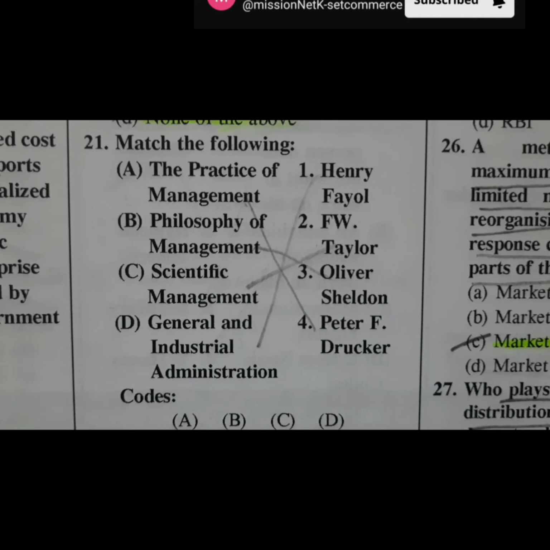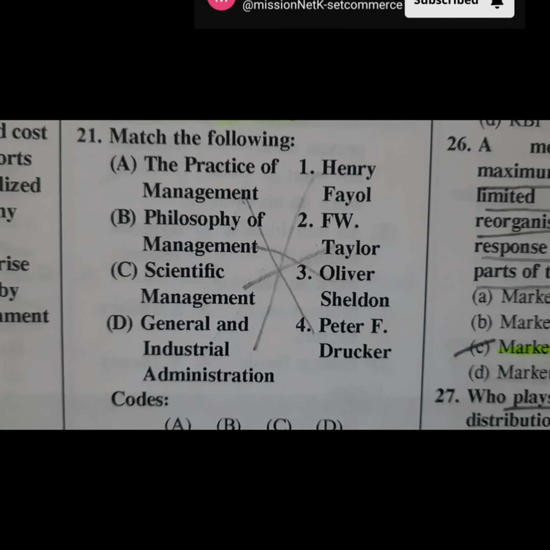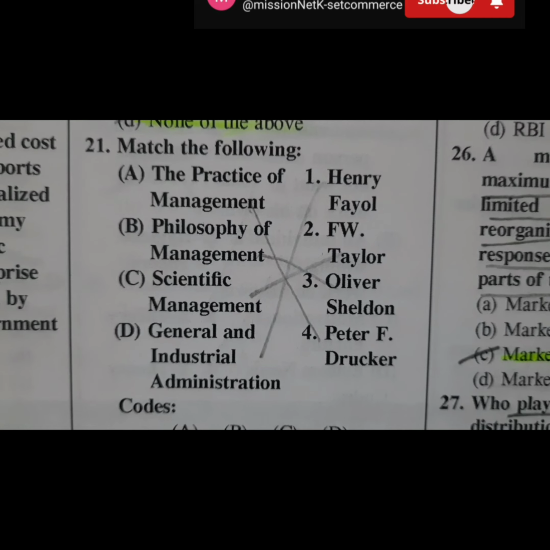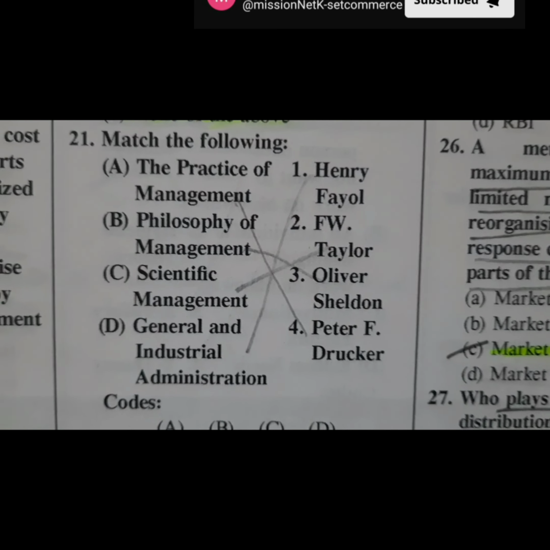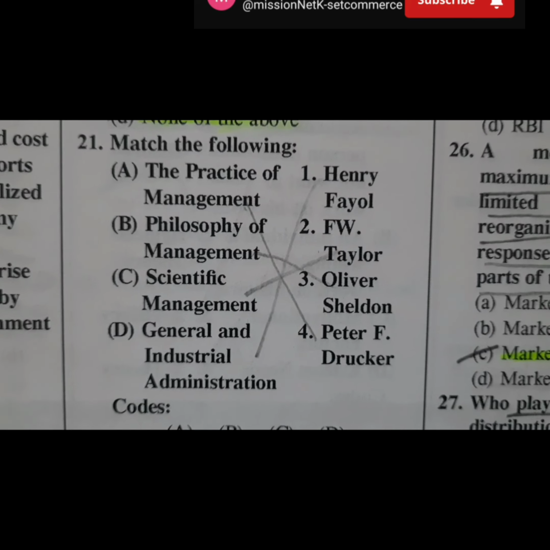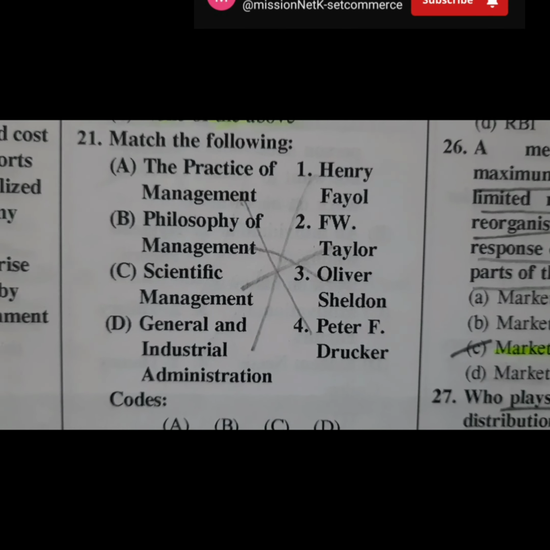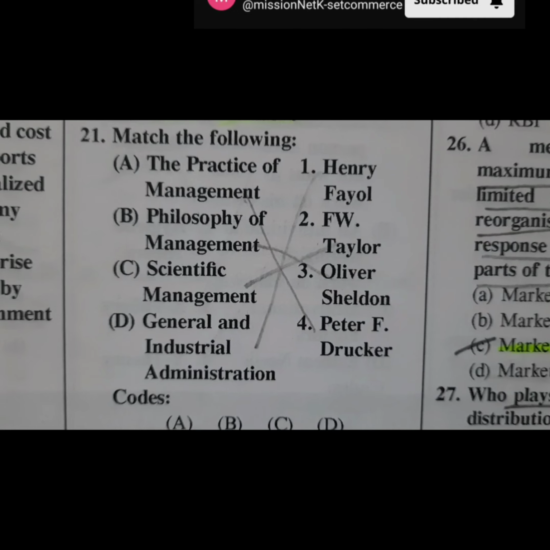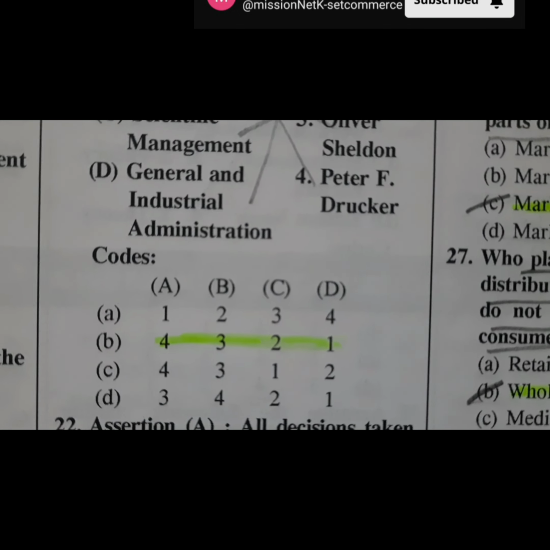Then the next question is, match the following. First one is, the practice of management is propounded by Peter F. Drucker. Philosophy of management is given by Oliver Sheldon. Then scientific management is given by F.W. Taylor. General and industrial administration is given by Henry Fayol. The right answer for this question is option B.